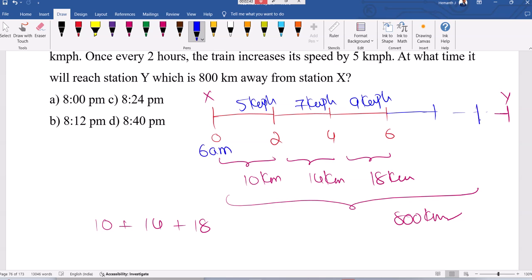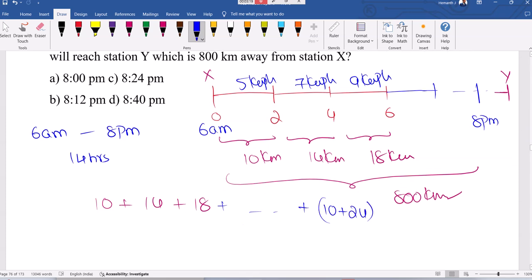First, calculate up to 8 p.m. because all options are in 8 p.m. 6 a.m. to 8 p.m. we have 14 hours. Right. Means 7 terms will be involved. 10, 14, 18, like that 7 terms will be there. Seventh term is a plus n minus 1 into d. A is 10, n minus 1 means 6, difference is 4. So 34 will be the last term.